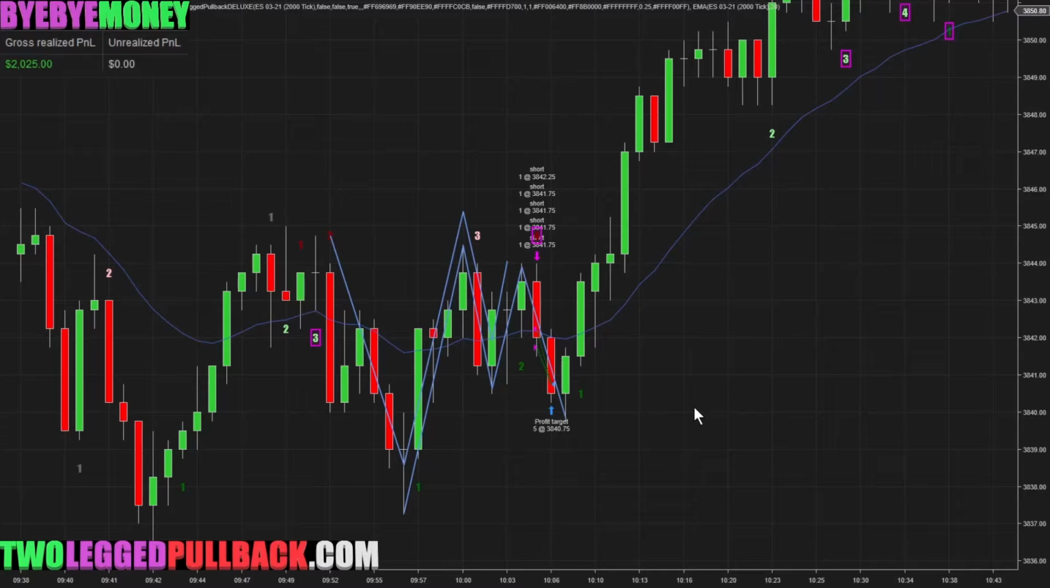The two-legged pullback at the 20 EMA with a second entry and also a second entry trap in one spot. This is one of the setups that we love to trade manually, but because of how highly probable it is, we decided to automate it. So here are the results.